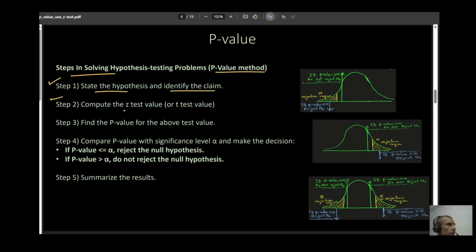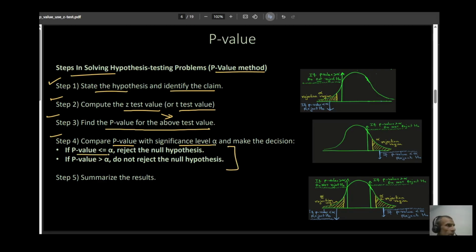Step 2, compute your z test value or your t test value depending on the conditions. Step 3, find the p value for the above test value. Okay, you find the p value for this. Step 4, you compare the p value with the significance level alpha and you make these decisions.